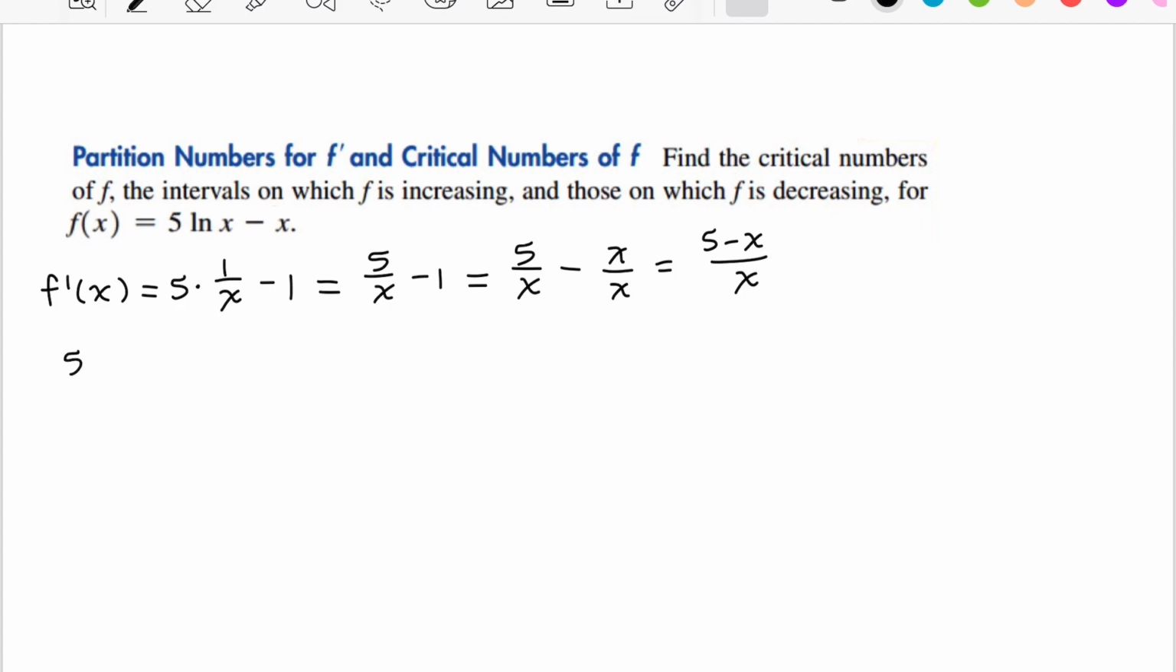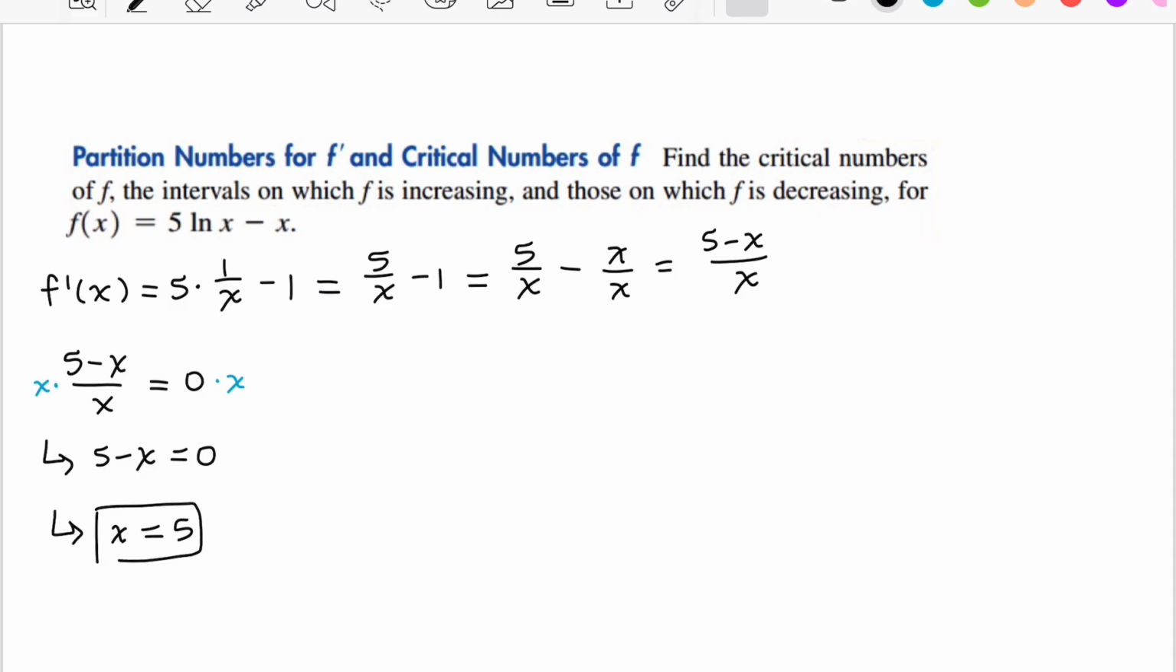So f prime of x is going to be equal to 0. What we're going to do is solve for x. So we'll multiply by x on both sides. So we get 5 minus x is equal to 0. So this tells us that x is equal to 5. Okay. So when x is equal to 5, our derivative is equal to 0. So that'll be one critical number.